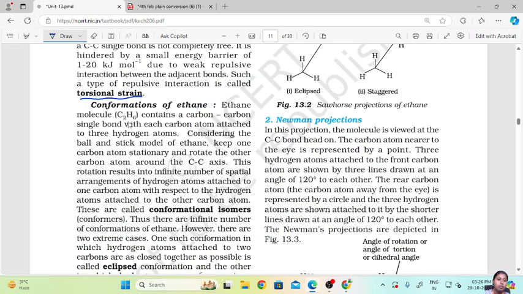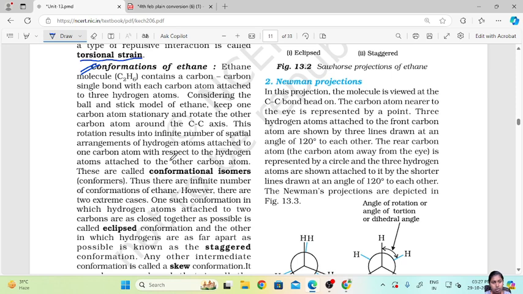Now let's see the conformations of ethane. The ethane molecule, that is C2H6, contains a carbon-carbon single bond with each carbon atom attached to 3 hydrogen atoms. As you know, because you have 2 carbons and 6 hydrogens, each carbon will get 3 hydrogens. Now considering the ball and stick model of ethane, keep one carbon atom stationary and rotate the other carbon atom around the C-C axis. This rotation results in infinite number of spatial arrangements of the hydrogen atoms attached to one carbon atom with respect to the hydrogen atoms attached to the other carbon atom.